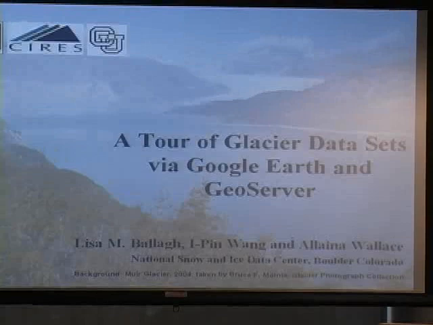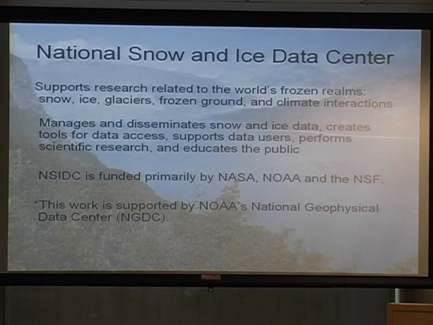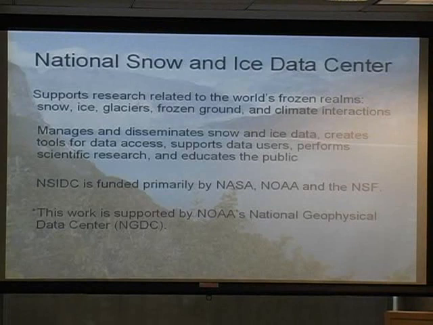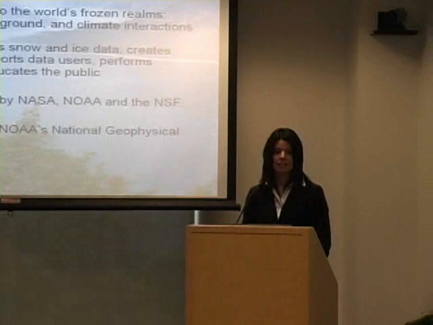Before I get into the talk, I'd like to give you a little bit of background first on the National Snow and Ice Data Center. As John mentioned, we're located in Boulder, Colorado, and we're a big data archive. So we have tons and tons of satellite imagery. We have data from submarines, and we also have photo collections. We manage and disseminate data, and we're funded primarily by NASA, NOAA, and the NSF. The work that I'm going to be talking about today is funded by NOAA's National Geophysical Data Center.